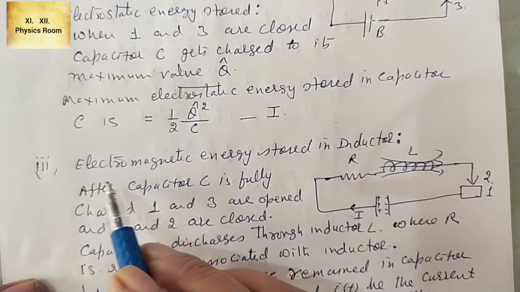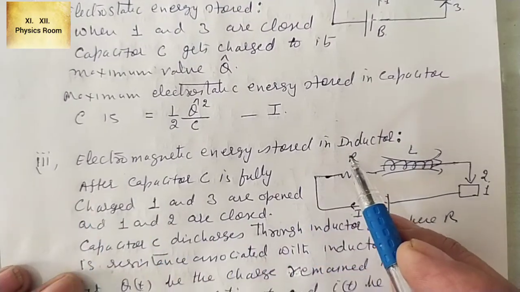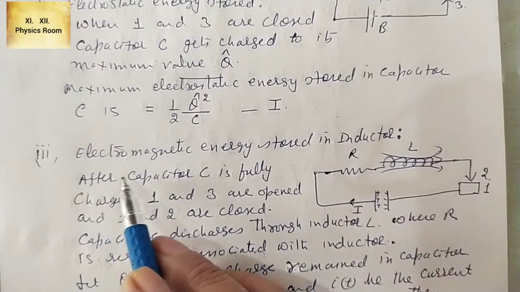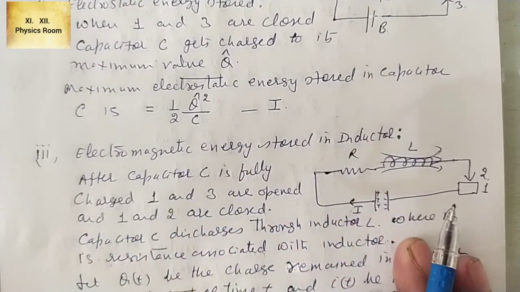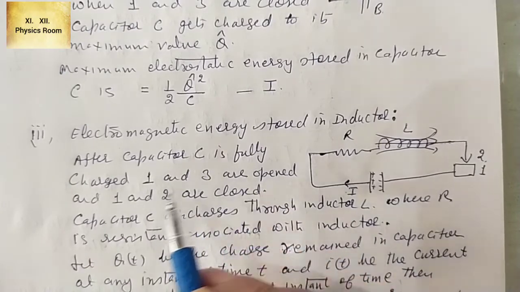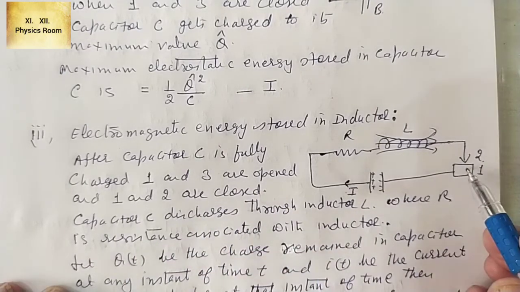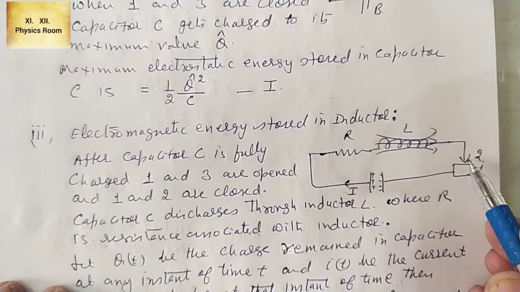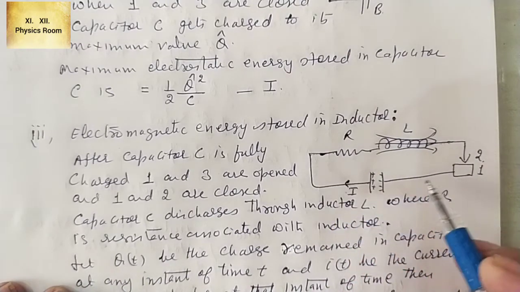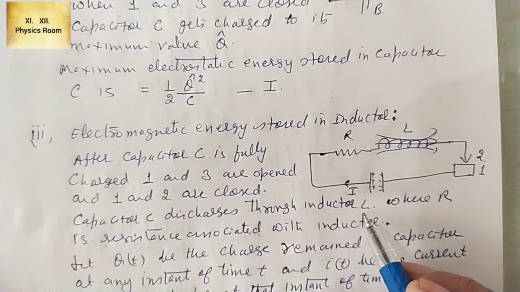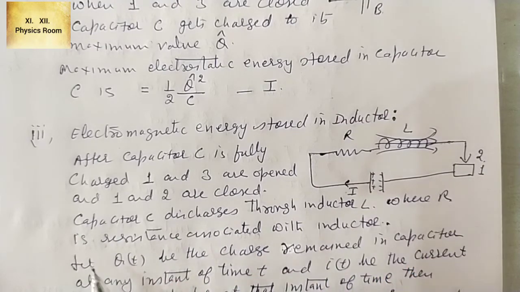Now, electromagnetic energy stored in inductor. After capacitor C is fully charged, 1 and 3 are opened and 1 and 2 are closed. Now 1 and 2 are closed so that capacitor can discharge through inductor. Capacitor C discharges through inductor L, where R is resistance associated with inductor.